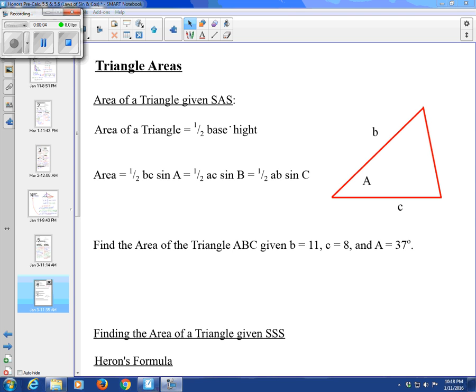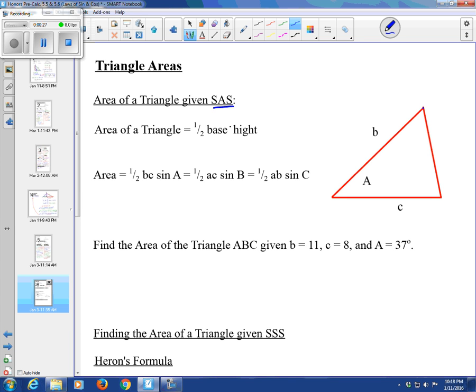Alright guys, so in this last video we're going to go through two area formulas, one for side, angle, side, and the other one for side, side, side. Right here, if we're given side, angle, side of a triangle, we know that the area of a triangle is 1/2 the base times the height.